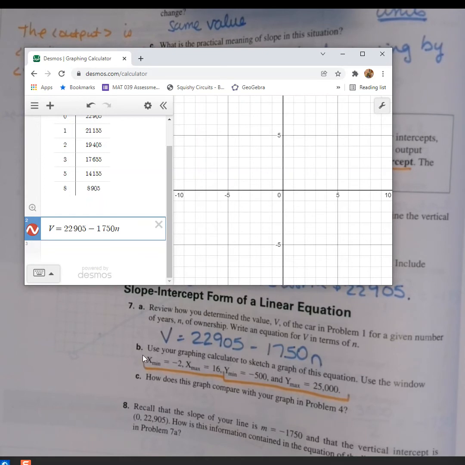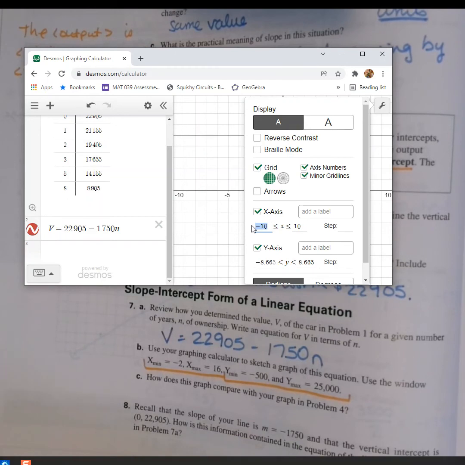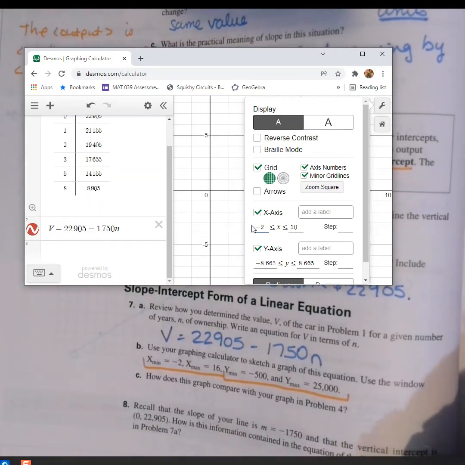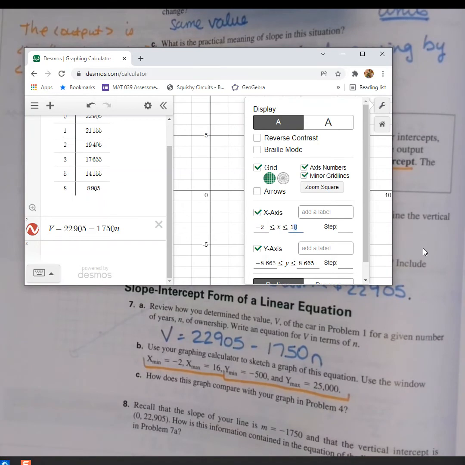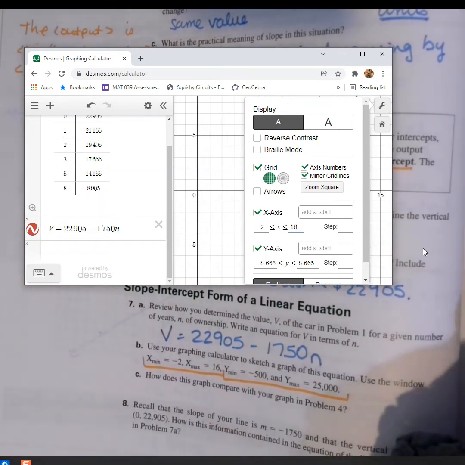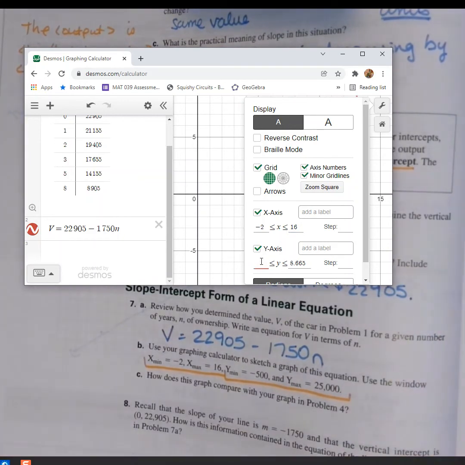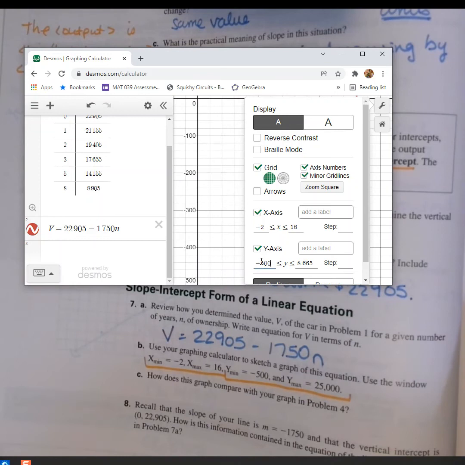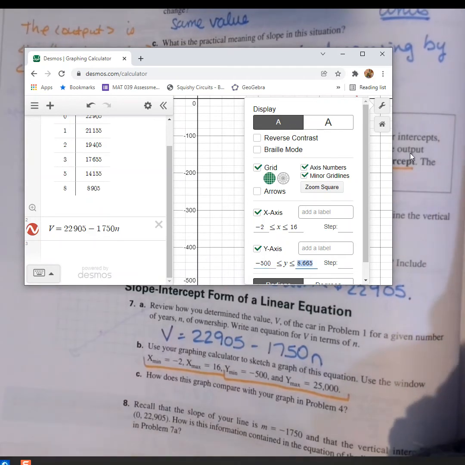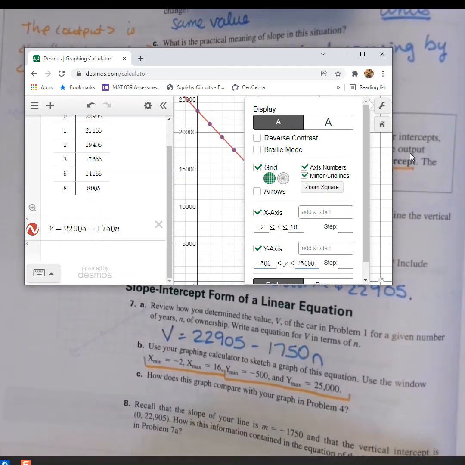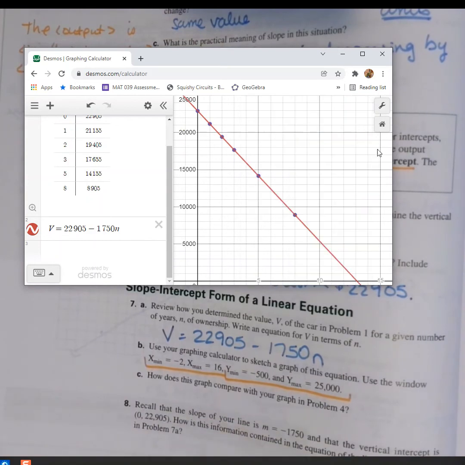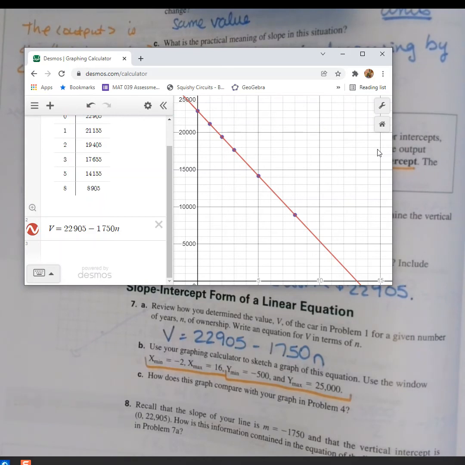So I'm going to scale my window with this help using the graph settings button. It tells me that the minimum value of X should be set to be -2. The maximum value for X should be set to be 16. The minimum value for Y should be set to -500. And the maximum value for Y should be set to 25,000. So as you can see, if I use the scaling that they have suggested, it gets me into a window where I can view the data points and where I can view the equation.